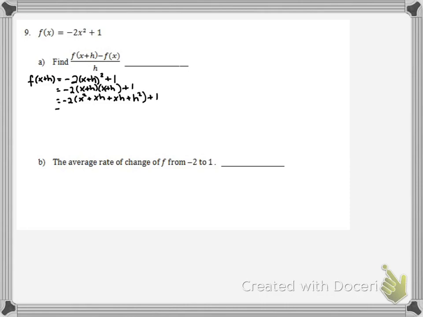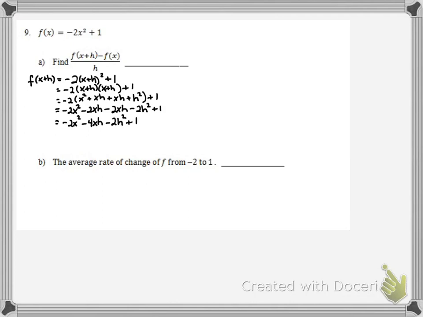So now let me distribute the negative 2, so we end up with negative 2x squared minus 2xh, minus another 2xh, I forgot I was going to combine those like terms, but we'll do that in a minute, minus 2h squared, and then we have a plus 1. So what I probably should have done earlier is put the xh's together before I distributed the negative 2, but I forgot to do that. So there we have it.